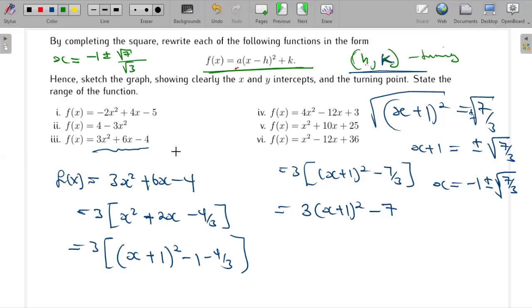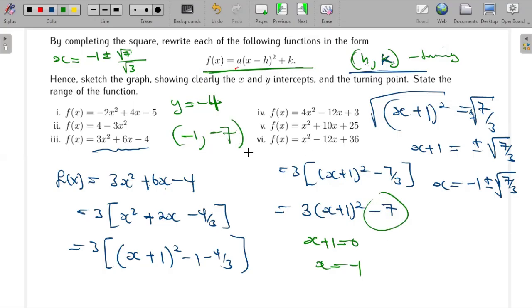Next, you have to find your y-intercept. So your y-intercept is when x is 0. So here put 0, there put 0. You see, you just get y is equal to negative 4. So that's your y-intercept. Then your turning point would be, so x plus 1 equal to 0, you get x equal to negative 1. So there I get negative 1, comma, negative 7. So that there is our turning point.